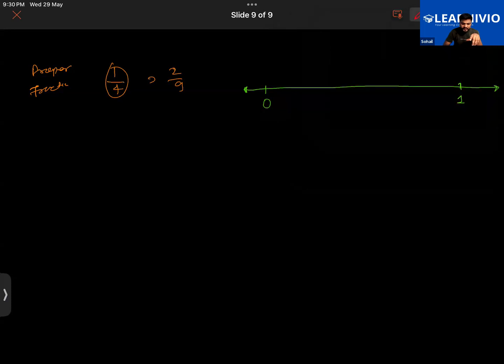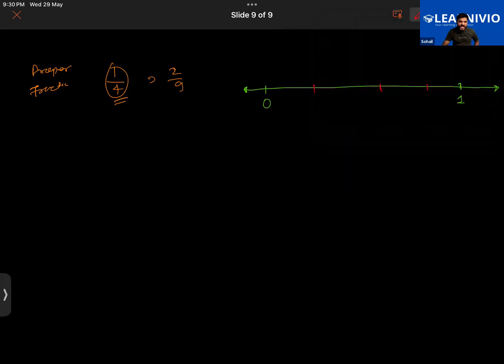To divide it into 4 equal parts, this is part number 1, part number 2, and one more line has to be drawn. So how many parts are there? 1, 2, 3, and 4. 4 parts. And 4 is the denominator. So you will divide it into as many parts as the denominator of the given fraction.